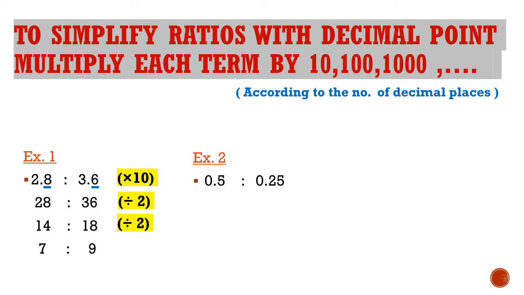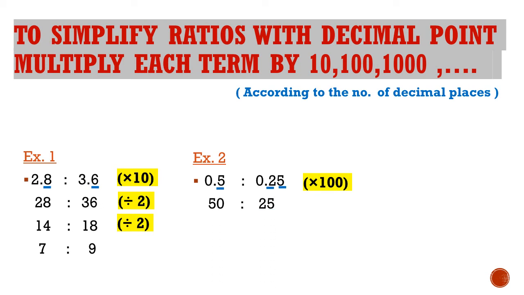0.5 to 0.25. We said before that a ratio must be whole numbers, but we have here a ratio between two decimal numbers. We must check how many decimal places we have in each term. According to the term which has more decimal places, we multiply by 10 or 100 or 1000, according to the number of decimal places. The first term has one decimal place and the second term has two decimal places. Then we multiply here by 100.